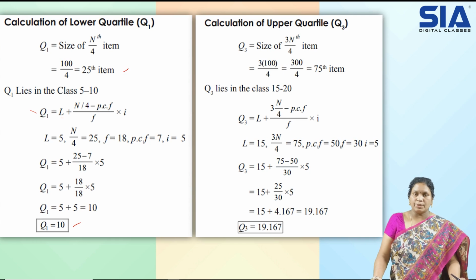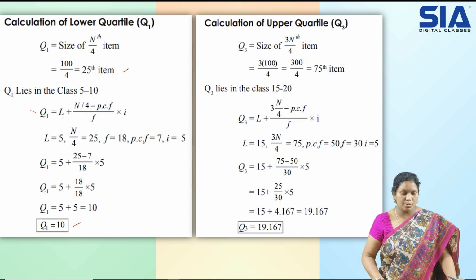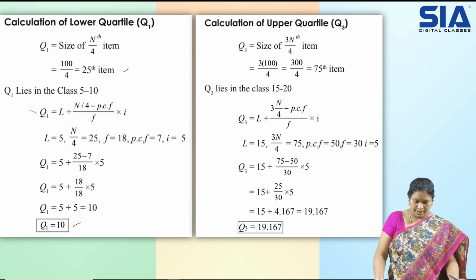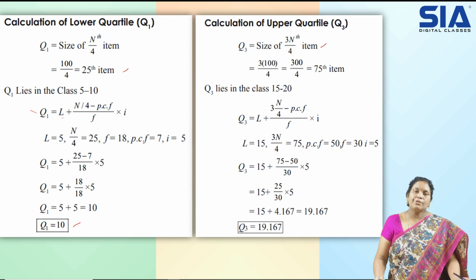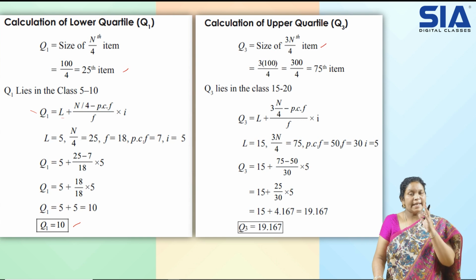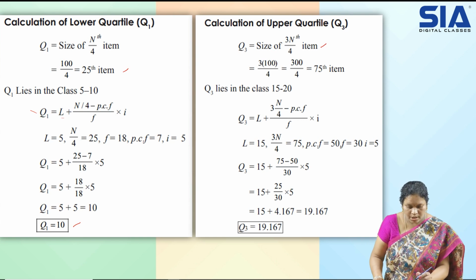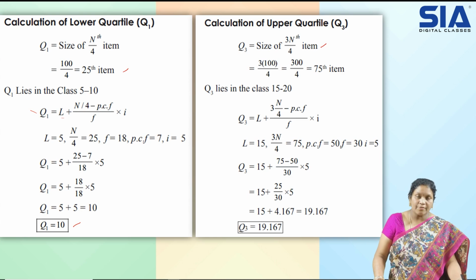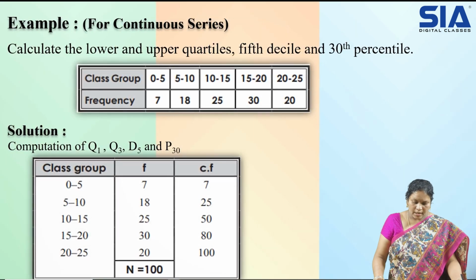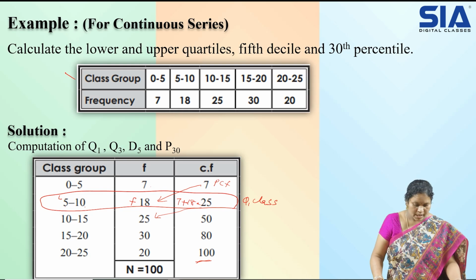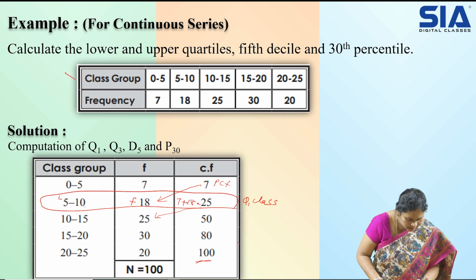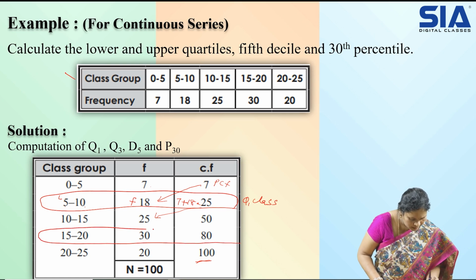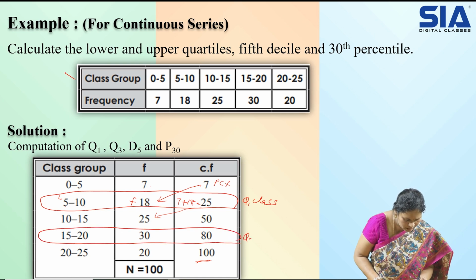Now let us discuss Q3. The same way we discussed for Q1, we need to obtain the Q3 class first. For that we have the formula of the 3 into N by 4th item. N by 4 we just did, right? Similarly we do 3 into N by 4, and we got the 75th item. That means you have to check whether the value 75 is there in your cumulative frequency table. 75 we don't have, so the next highest we need to consider. The next highest to 75 is 80 that you have. So that becomes your Q3 class.